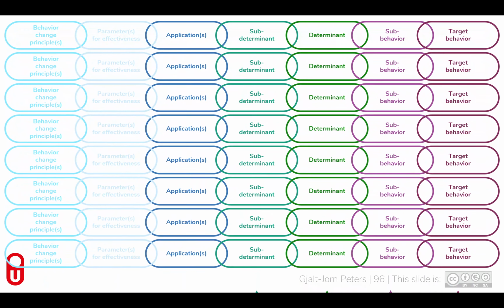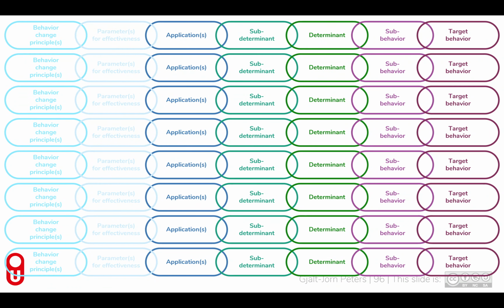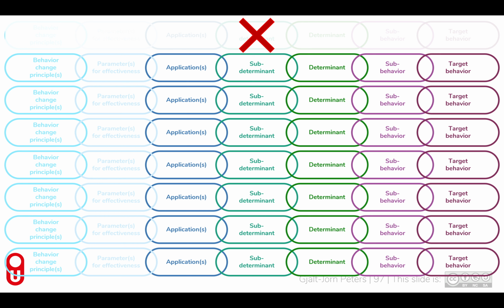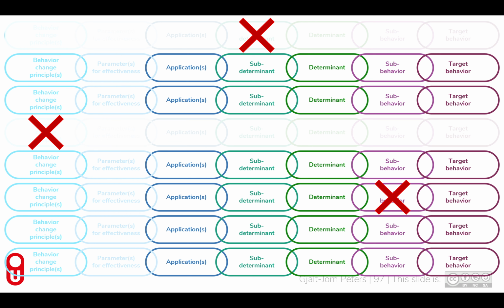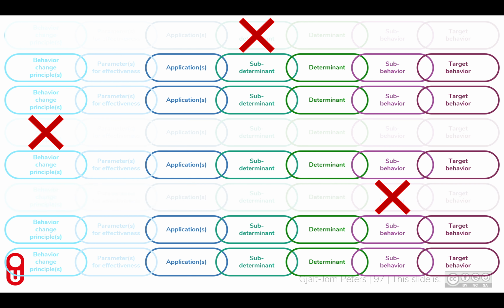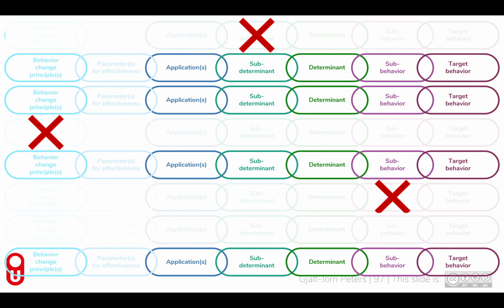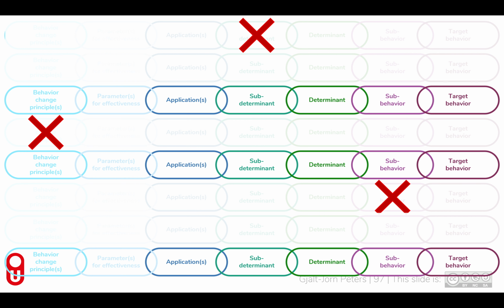And of course, an intervention consists of multiple of those chains. And if one of the subdeterminants actually doesn't matter for the target behavior, then you lose the entire chain. There's no change there. If you use a behavior change method that doesn't actually work, you also lose that chain. If you target a sub-behavior that doesn't really matter, you also lose that chain. And then, of course, people are also different. So for some people, you might actually be able to change a belief, but for them it might just not be relevant. So this is kind of how you often design an intervention.